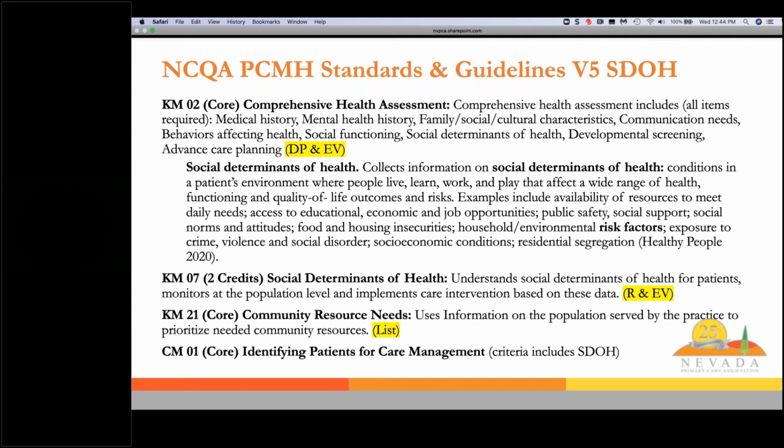That criteria specifically asks you to be obtaining information from your patients at least on their initial visit and updating that at least annually. And so you can see the list of items from medical history, social functioning, developmental screening, but social determinants of health is certainly one of them.